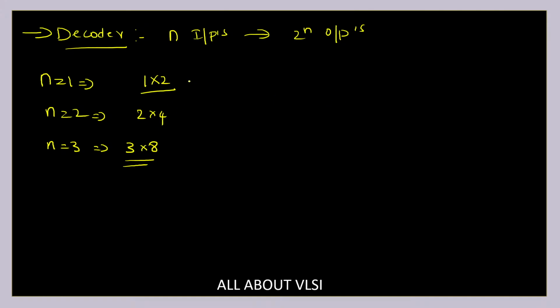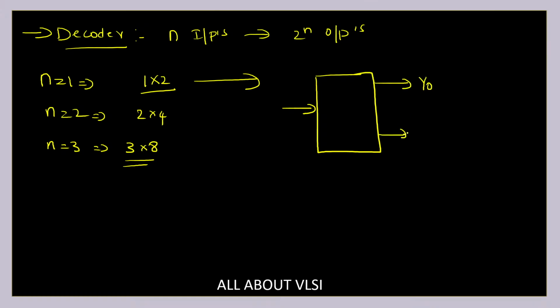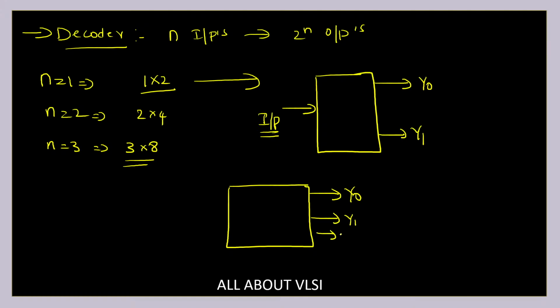First, let's see this 1 cross 2 decoder, where I'm going to have one input and two outputs. This is Y0 and this is Y1, and one input like this. Coming to n is equal to 2, I'm going to have two inputs and four outputs: Y0, Y1, Y2 and Y3. And I'm going to have only two inputs, I1 and I0. So first let's see the truth table of this 2 cross 4 decoder.